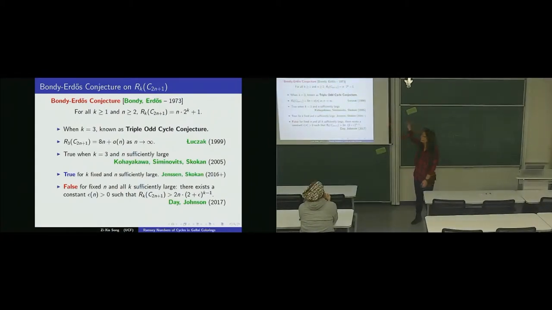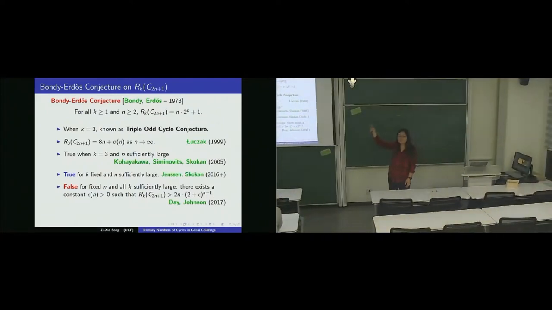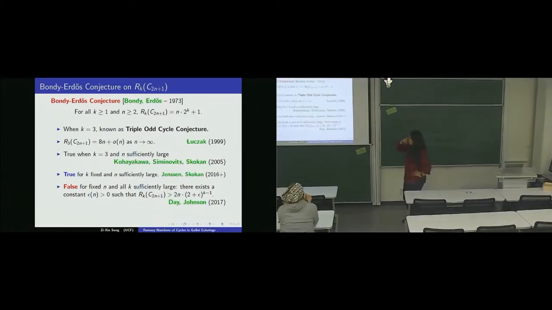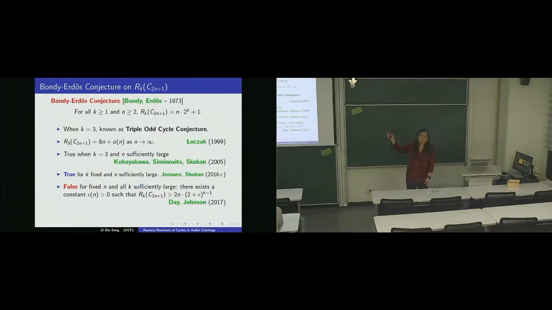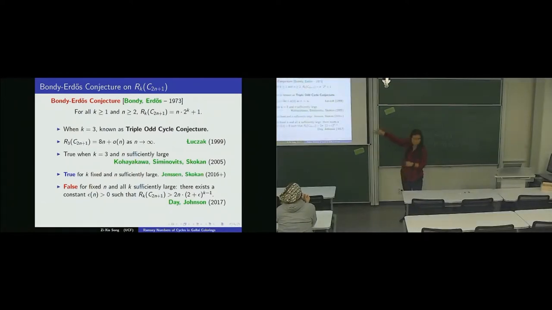Okay, so Luczak, I don't know if I pronounced his name correctly, showed this triple odd cycle conjecture is true asymptotically. Then 6 years later, Jenssen, Stamenovich, and Skokan announced it's true when n is large. The most interesting development is the next one.